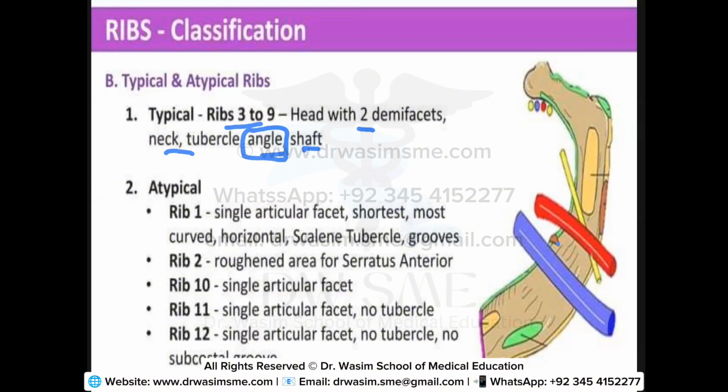So this area is the shaft, and then this area is going to mark the angle, and then this is going to be the neck, and then this is going to be the head, and in between that area there is going to be a tubercle.